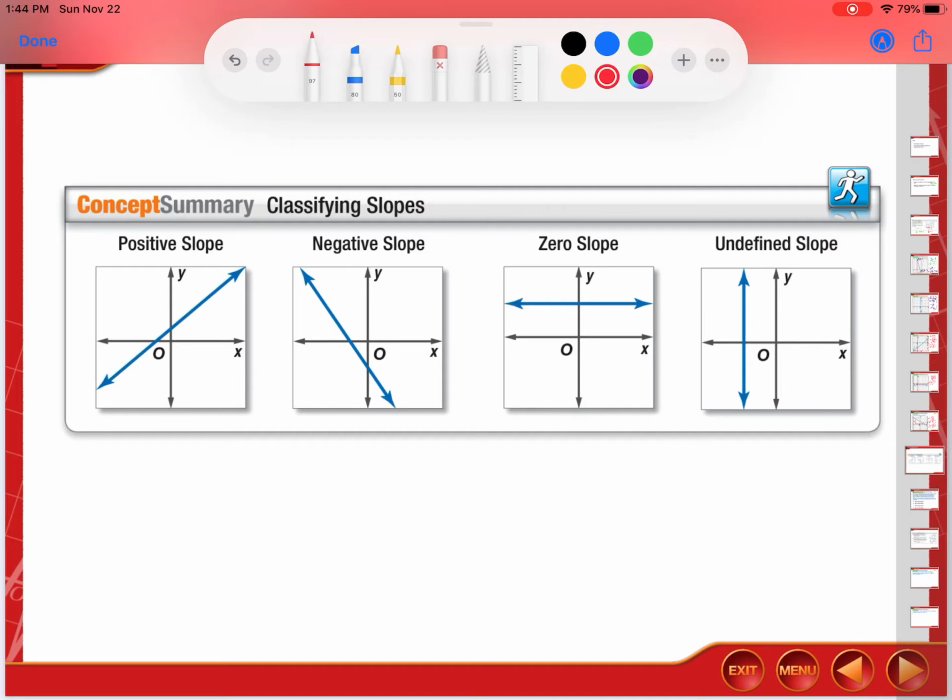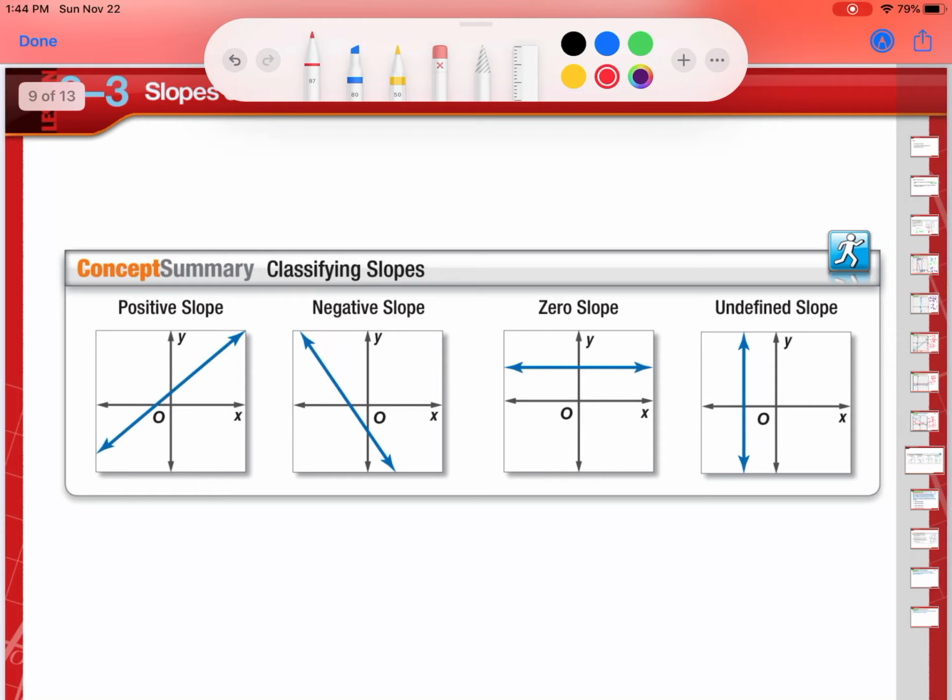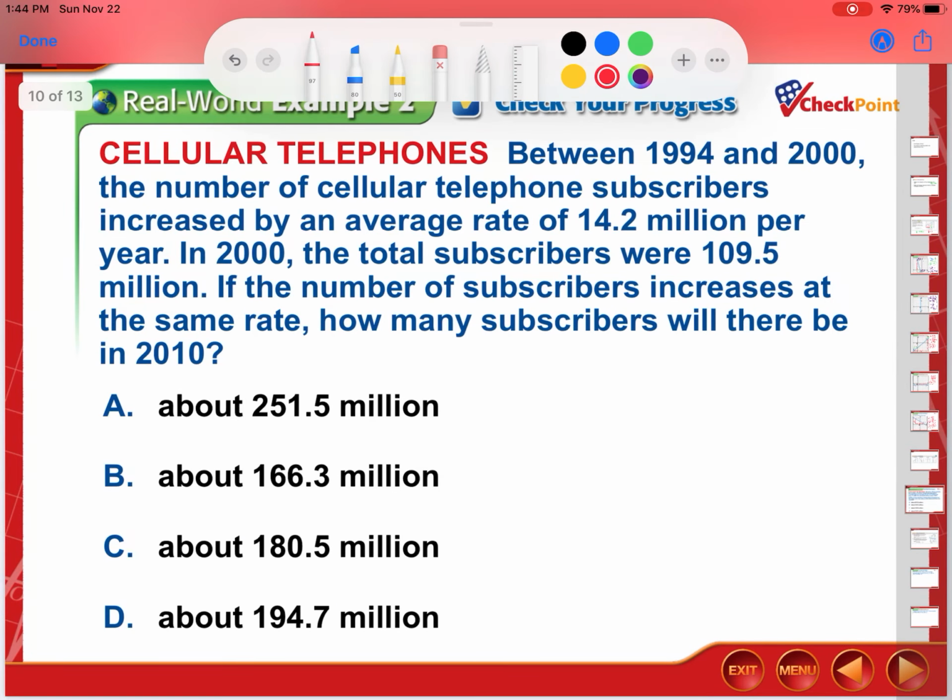Okay, so I would write this little figure into your notes. Positive slope slants up as we go left to right. Negative slope slants down as we go left to right. Zero slope would be a horizontal line straight across, and then an undefined slope is going to be a vertical line. We're going to move on from this, but if you want to put this in your notes, go ahead and pause the video and do so, and we are going to move on.